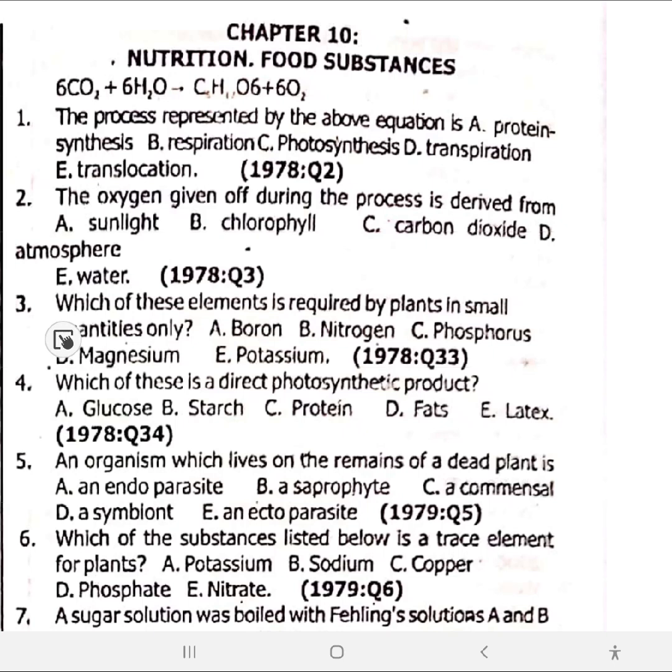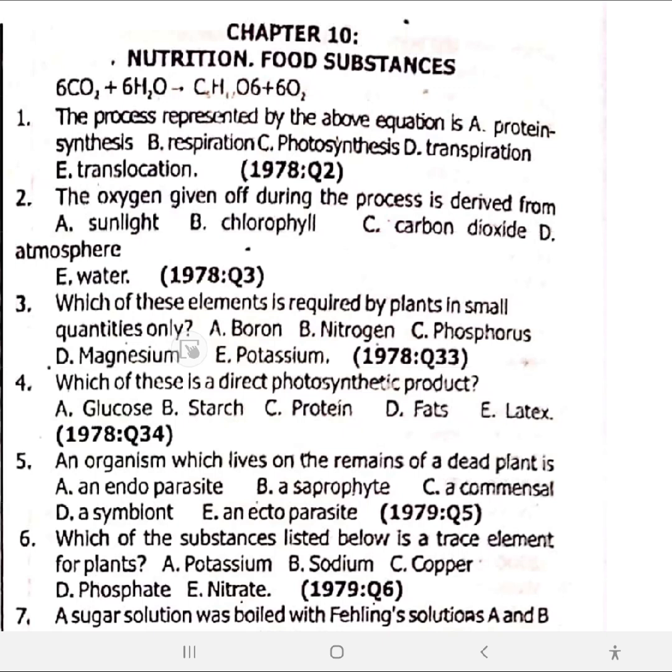Number 3, which of these elements is required by a plant in small quantities only? Write down. Elements required by plants in small quantities are called micronutrients, M-I-C-R-O nutrients. Example, number 1, molybdenum, M-O-L-Y-B-D-E-N-U-M. Number 2, boron. Number 3, copper. Number 4, manganese, spelled M-A-N-G-A-N-E-S-E. And the last one is zinc.